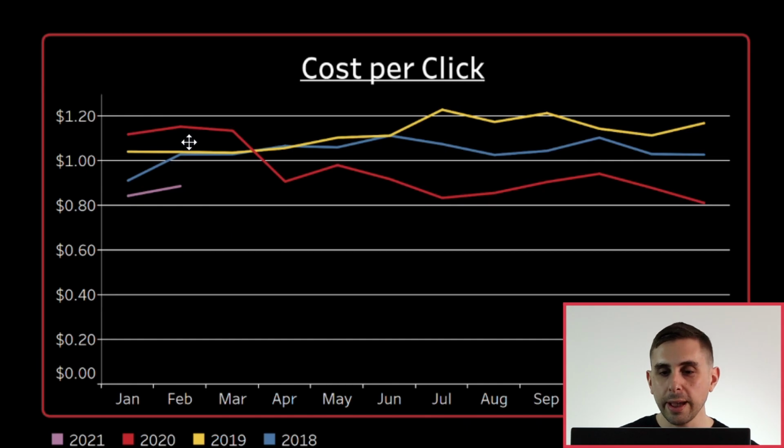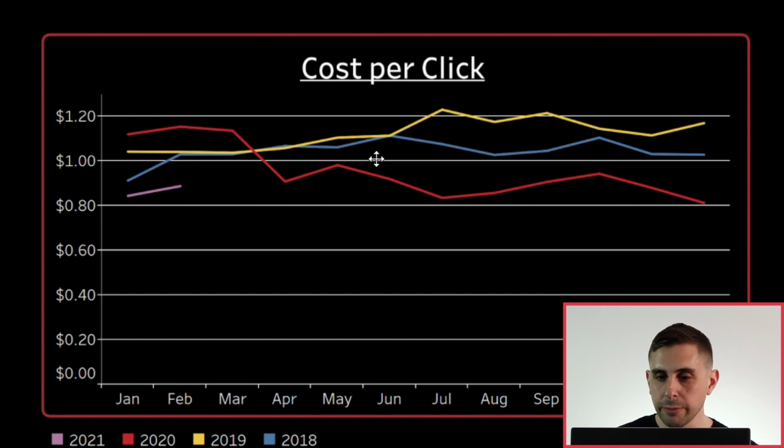So next, we have the average cost per click, and the red line represents the year of 2020, and you can see that the cost per click has been trending downwards, and towards the end of 2020, we were averaging around 80 cents per click, and that trend has also continued into 2021, where we're a little bit over 80 cents per click, which is really good because that is down from 2019 and 2018.